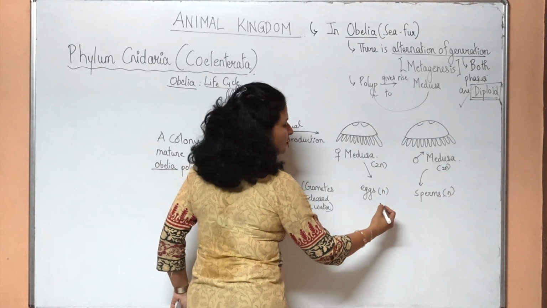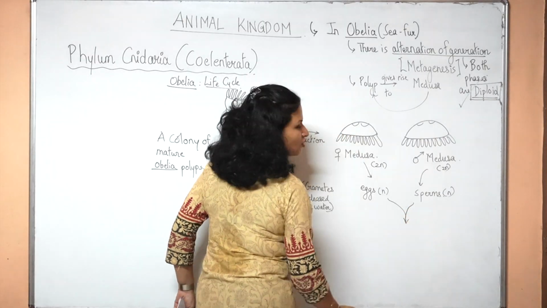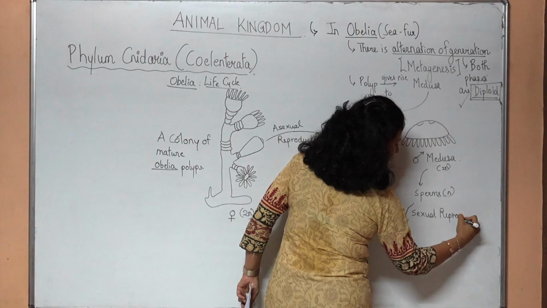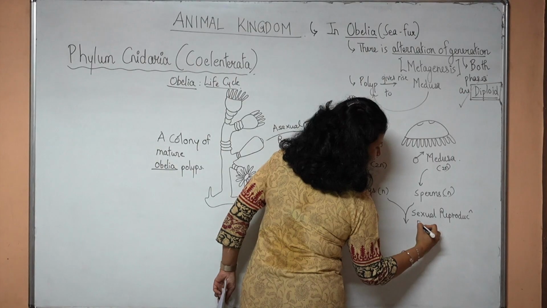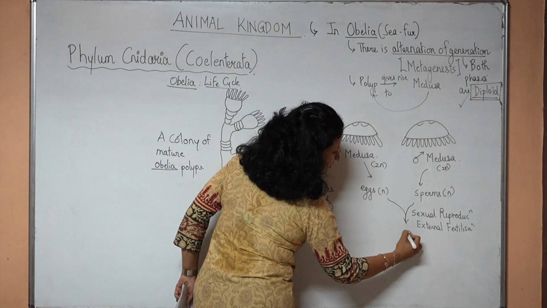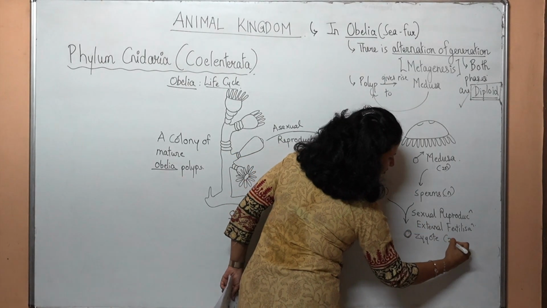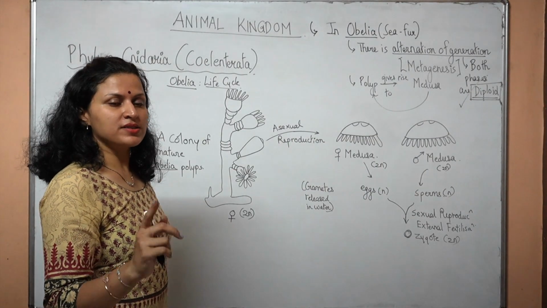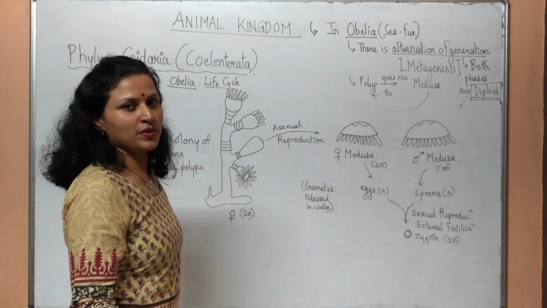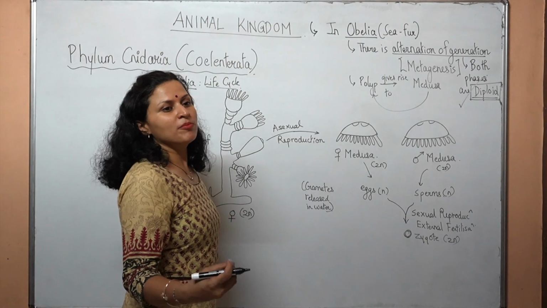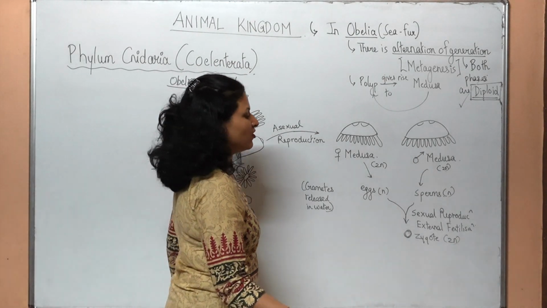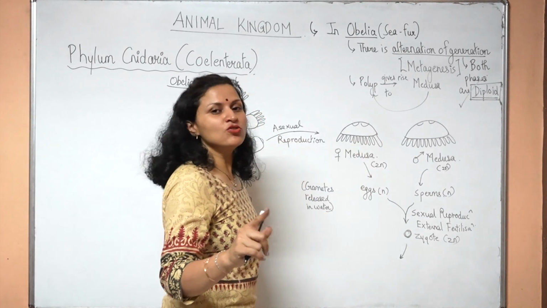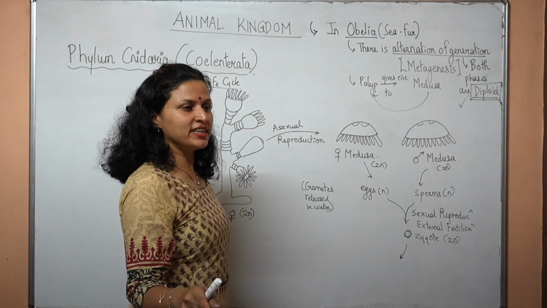And then there is going to be fertilization, what you call sexual reproduction, external fertilization, and what will be formed will be a zygote. The ploidy of the zygote is always 2n. Ploidy of the gametes is always n. Ploidy of the zygote is always 2n. This zygote is now going to develop externally in water and will develop into a so-called planula larva, which is a specialty of cnidaria.